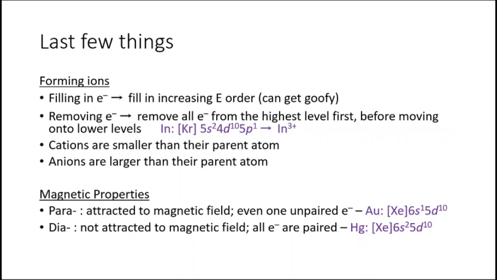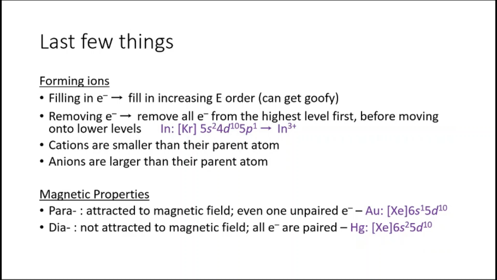And so, for example, if you look at indium here, we have the electronic configuration of krypton with 5s2, 4d10, 5p1. And so even though when filling these electrons up, we filled in the 5s, then the 4d, then the 5p, filling in order, as I've mentioned several times, is goofy. It's all weird. But whenever you remove electrons, you remove them logically as your human brain wants to tell you to do so.